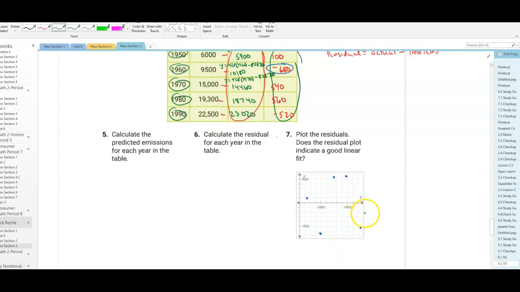And does this indicate a good linear fit? The answer to that is yes, because the points are scattered above and below the line, with no obvious pattern.